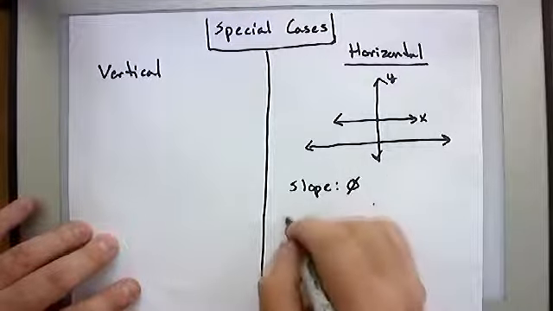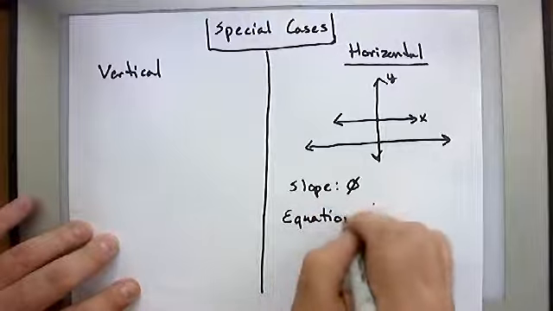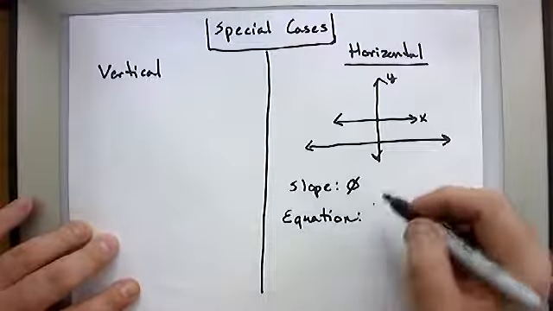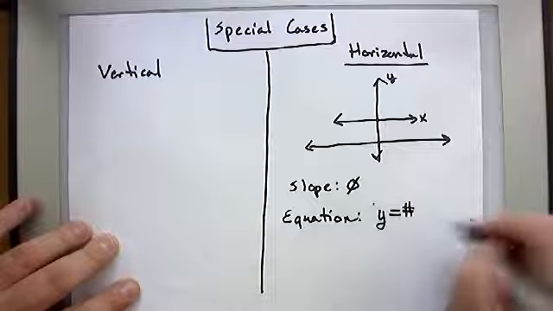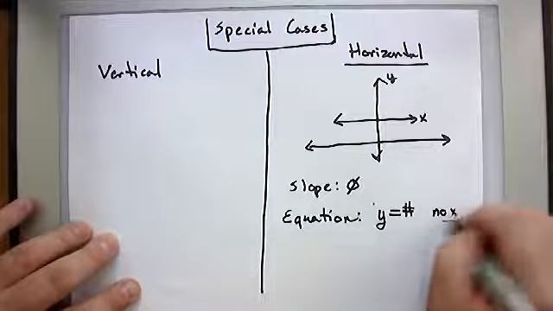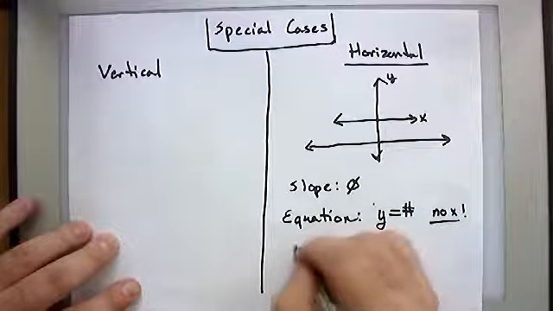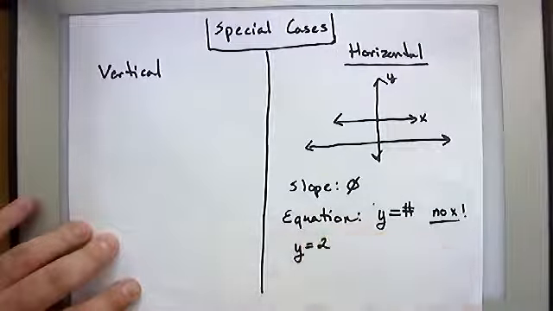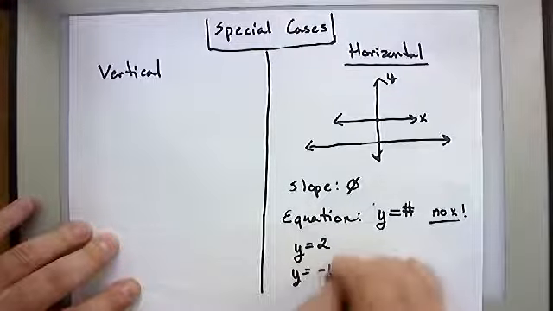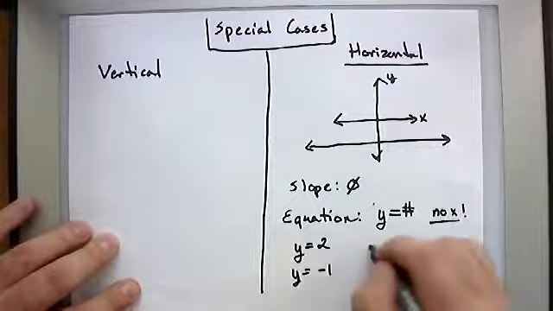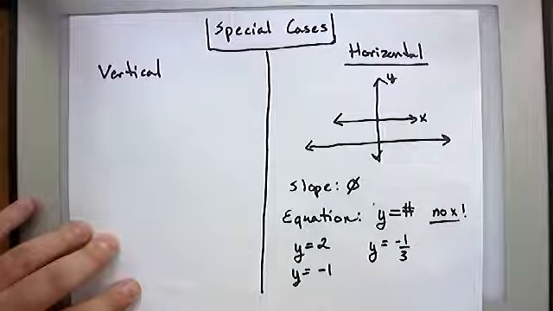The thing that makes these a bit of a pain is they have different equations. The equation is not y equals mx plus b. The equation here is going to be y equals some number, and there will be no x. This is important. Some examples: it might look like y equals 2. That's a horizontal line. It might look like y equals -1. That's a horizontal line. It might look like y equals -1/3. These are all horizontal lines, okay?